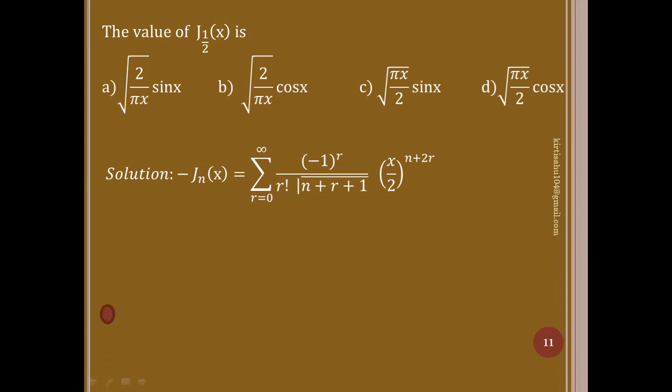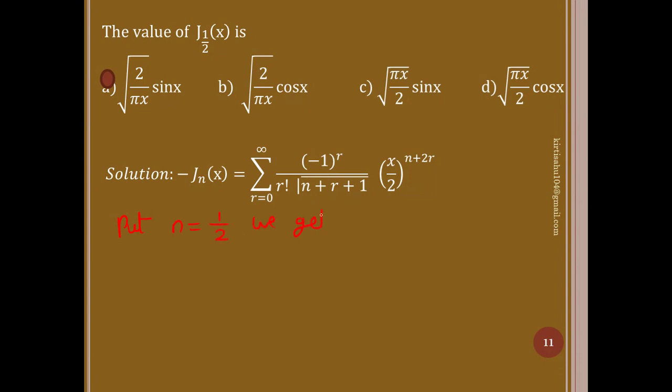So what we will do is put n equal to half in this expression. So what do we get, and how can this be done? Just put n equal to half in this formula. So put n equal to half, and what do we get?